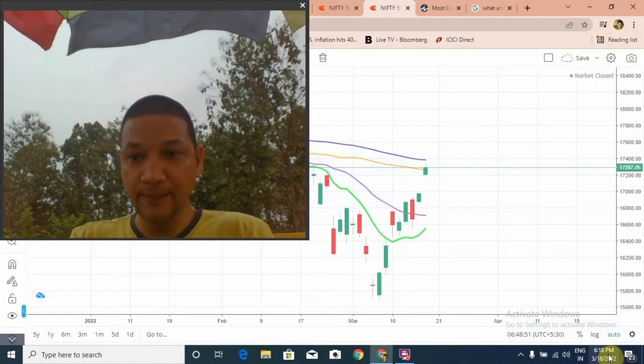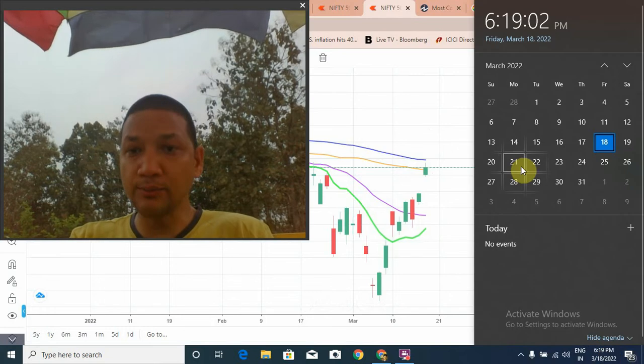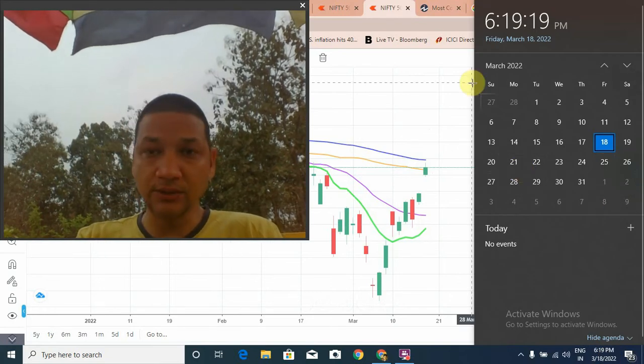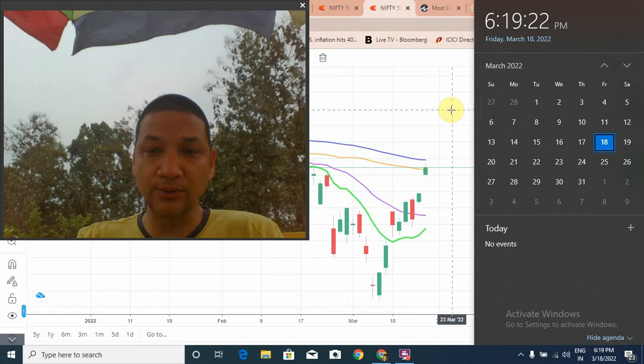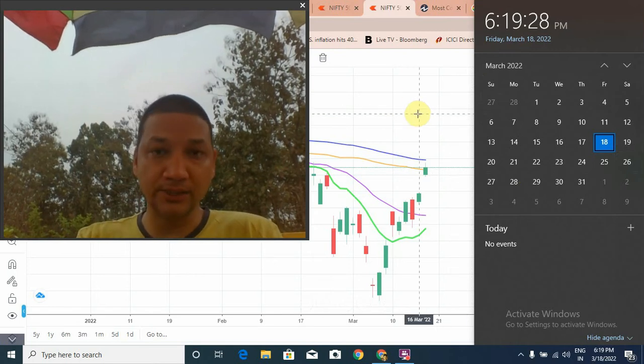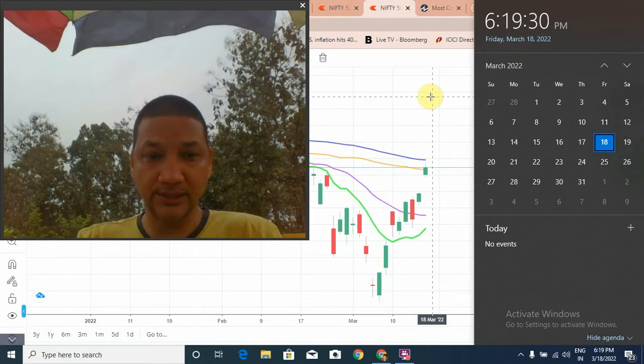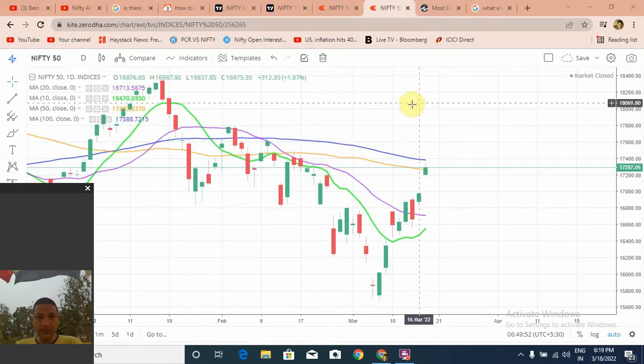Today we are going to analyze Nifty for the week ahead, from 21st of March to 25th of March. We'll be analyzing Nifty and Bank Nifty with the help of moving averages, and we'll be taking out the support and resistance, and also we'll be taking help of the RSI and Stochastic RSI. So you can see this is the Nifty chart, and let me delete all the indicators.